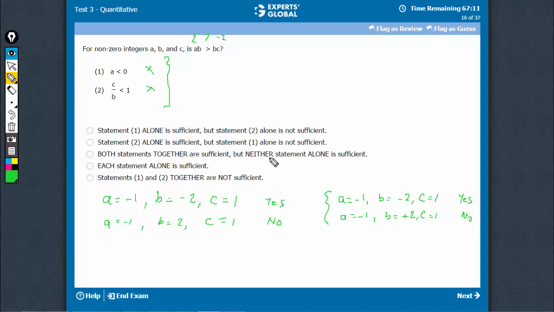Combining, I don't think, helps, because here we have got a yes as well as no, and in both the cases A is less than 0. So this statement is not adding any value to this statement, thanks to the right assumptions we made anyway. A is less than 0. So combining also doesn't work. The answer is option E.